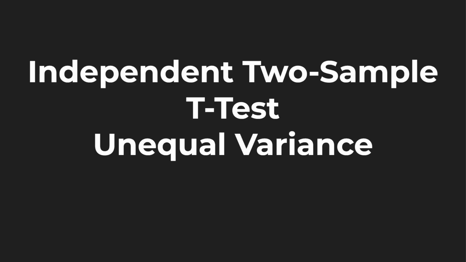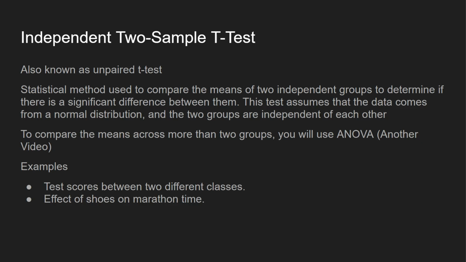So let me jump into some slides really quick, and then we're going to code through a Python notebook. Okay, so some background information on unequal variance for the independent two-sample T-Test. So a little background on the independent two-sample T-Test first. This is considered an unpaired test where we look at the means of two independent groups to determine if there's a significant difference between them.